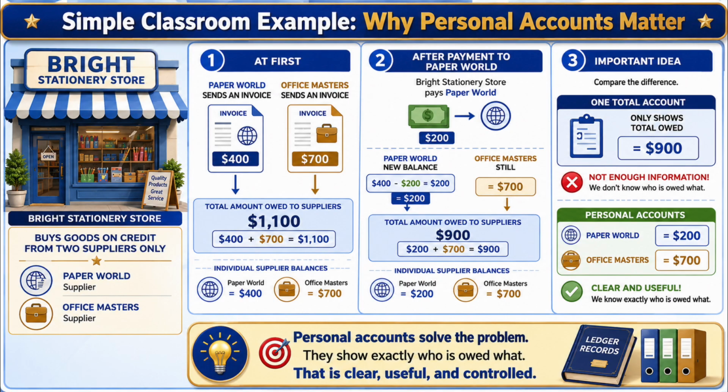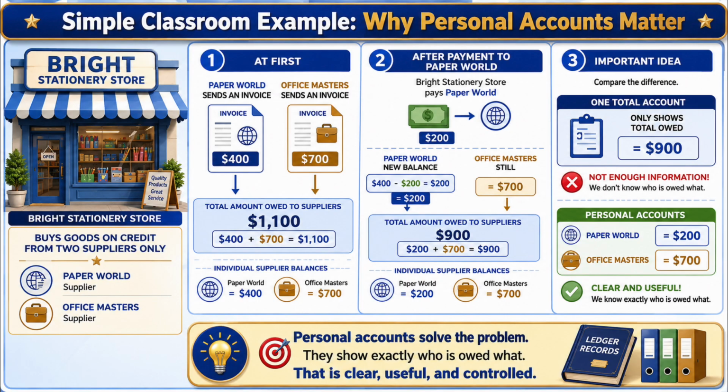The balance for Paper World becomes $400 minus $200 equals $200. Office Masters is still $700. So now the total amount owed to suppliers is $200 plus $700 equals $900. If the business only had one total account, it would know that it owes $900, but it might not clearly know who is owed what.